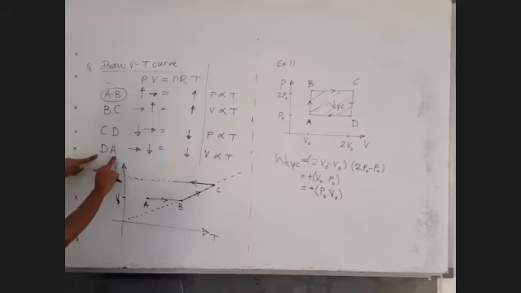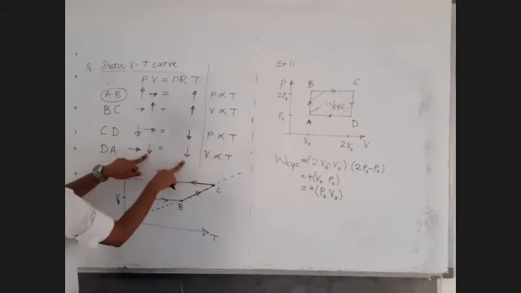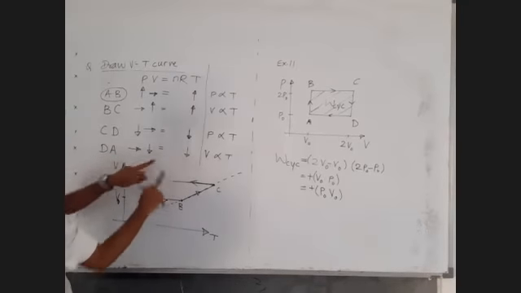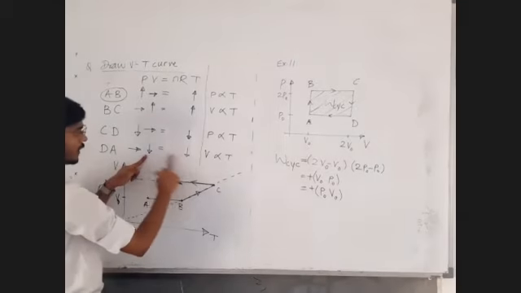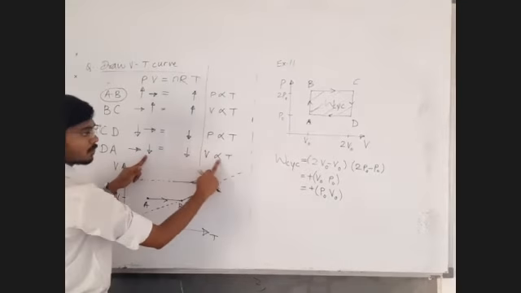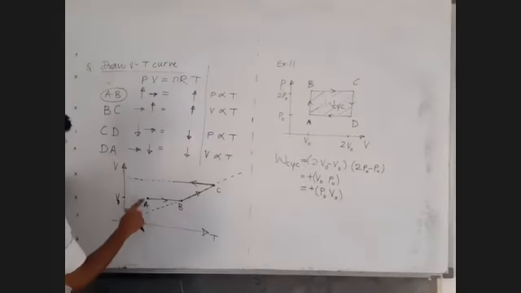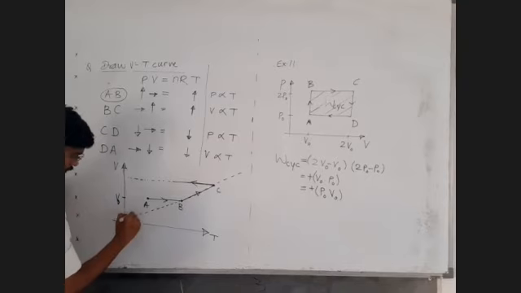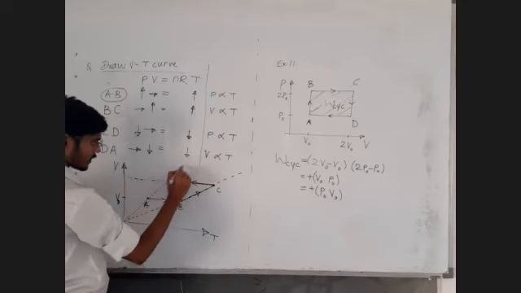Now look at the curve D to A. D to A, volume decreasing, temperature decreasing, and volume is proportional to temperature. Y proportional to X. So the portion D to A lies on a line passing through the origin.